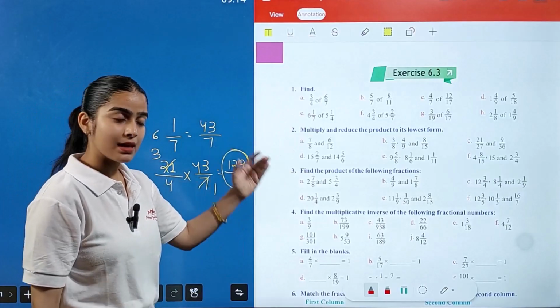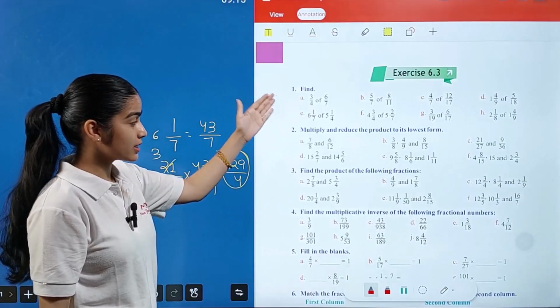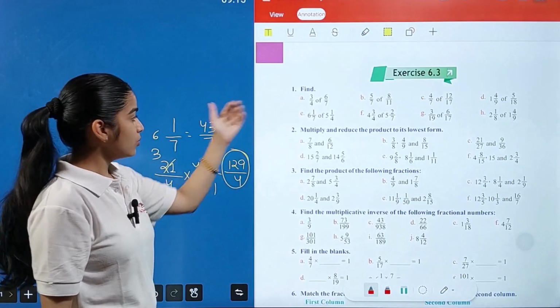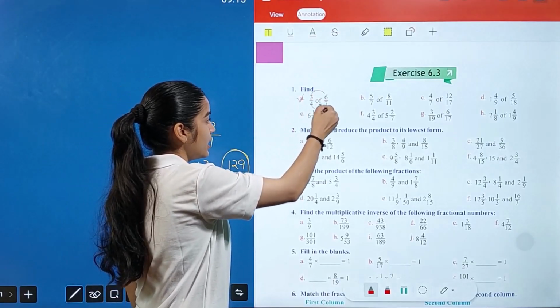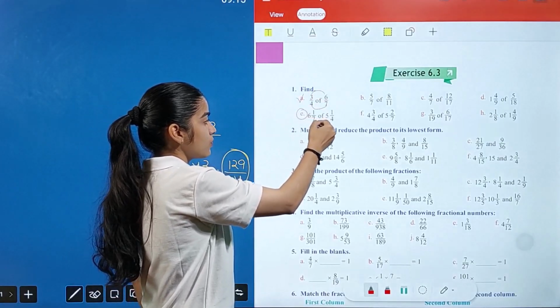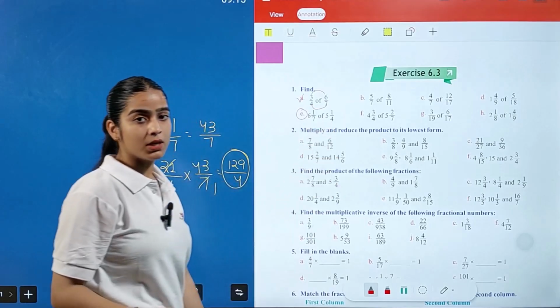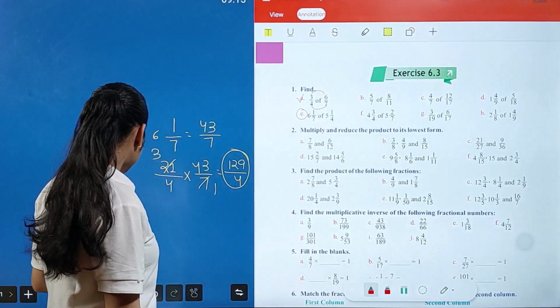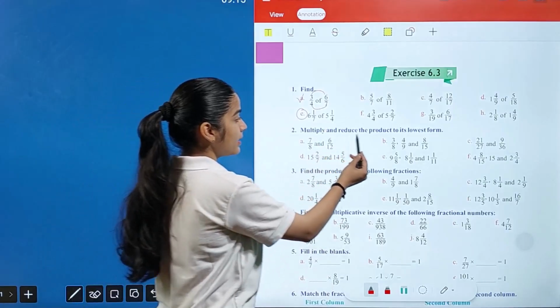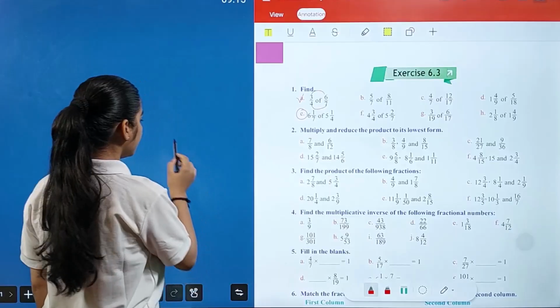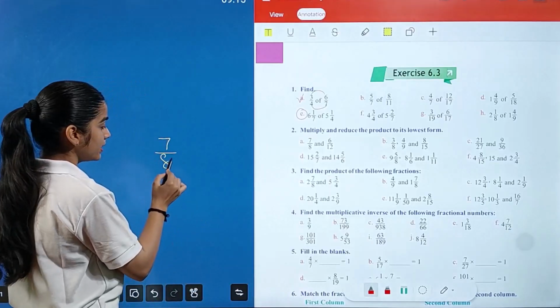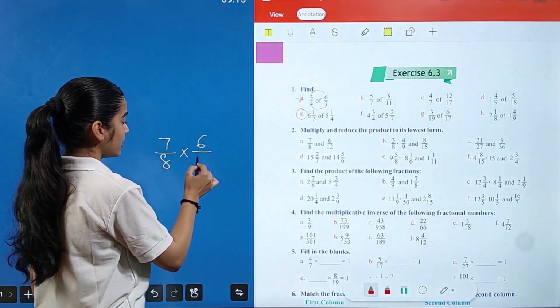In the same way, you can do the rest of the questions you have, because I already explained in examples as well as in exercise questions. In this type of question, first you have to convert it into an improper fraction, and then you have to multiply it directly. Okay. Now, multiply and reduce the product to its lowest form. So first we have to multiply it. So 7 by 8 multiplied by 6 by 12.